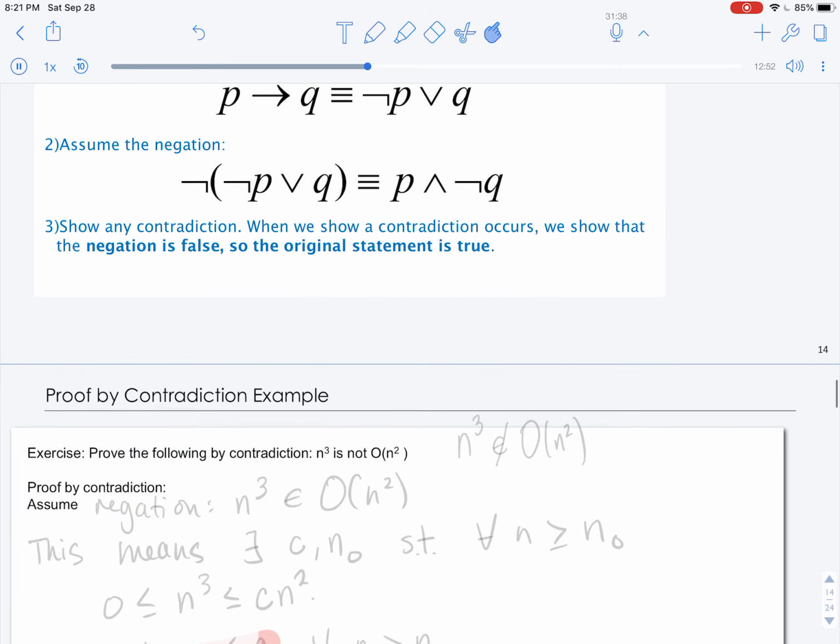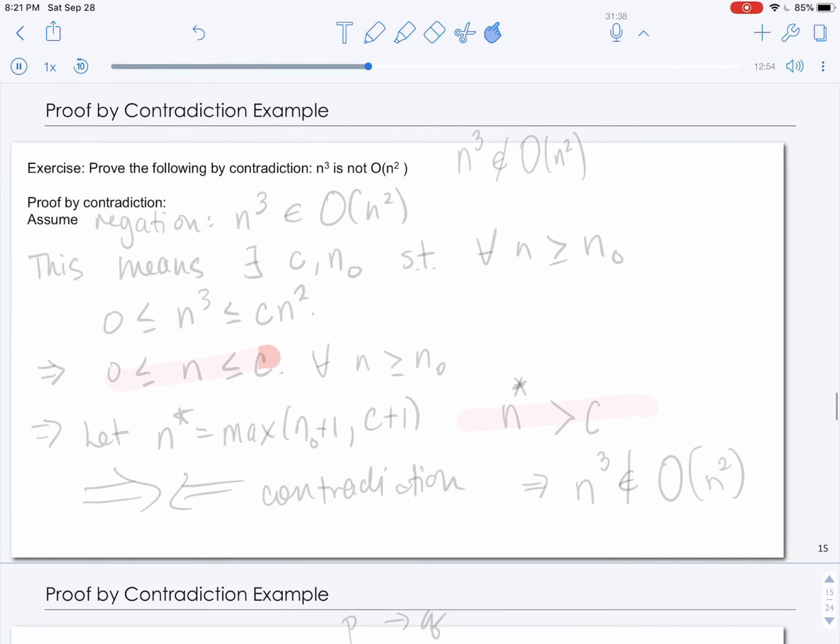Let's begin with the example. We're going to prove by contradiction that n cubed is not in big O of n squared. This can be written using set notation as well. First we have to assume the negation. So when we assume the negation, we assume that n cubed is in big O of n squared.